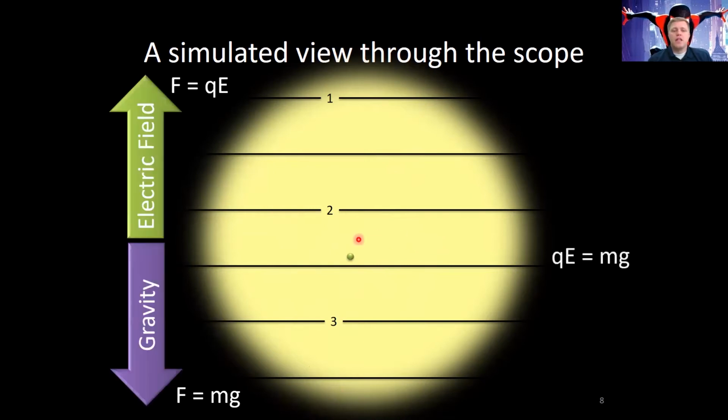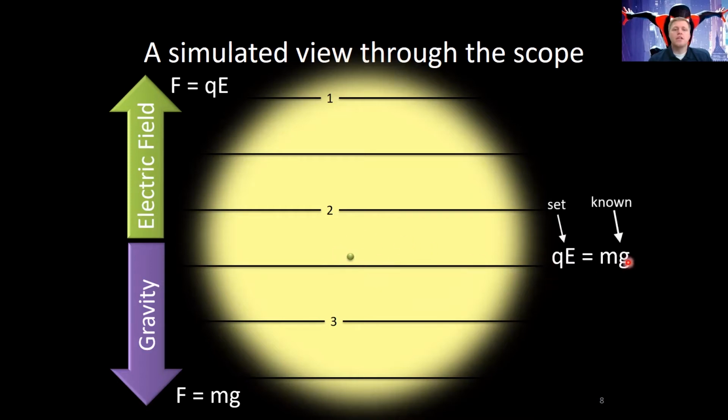And so once those are balanced, you get a floating droplet in the middle here. And when these are balanced, you know that the charge on the droplet times the electric field is equal to the mass of the droplet times the gravitational constant. So we now have this equation describing what's going on in our droplet.